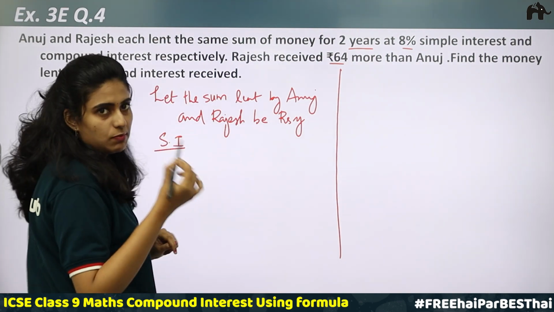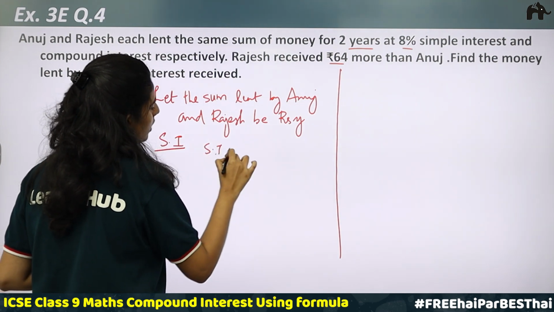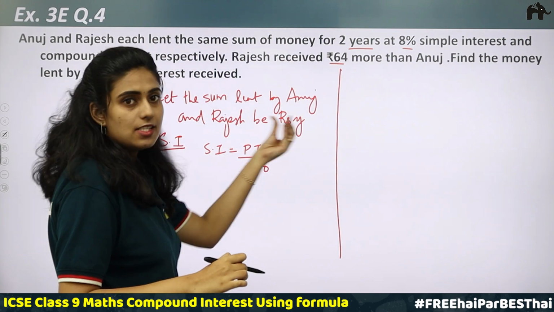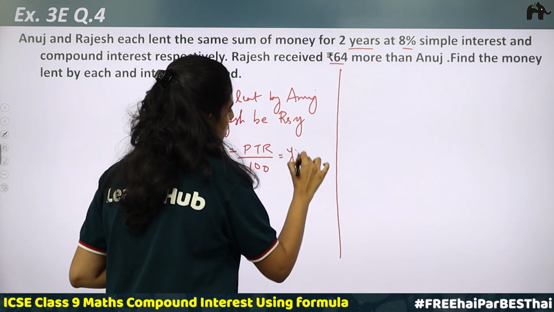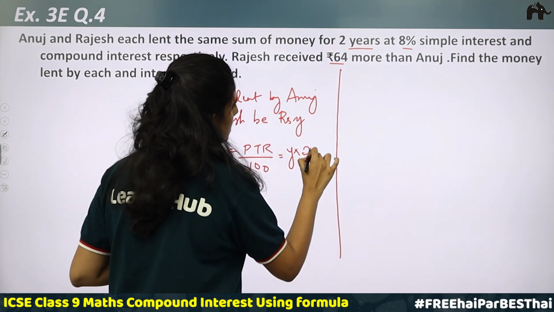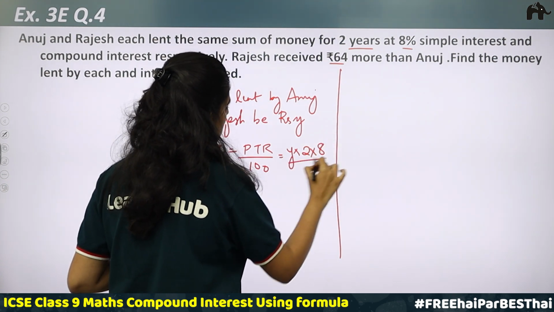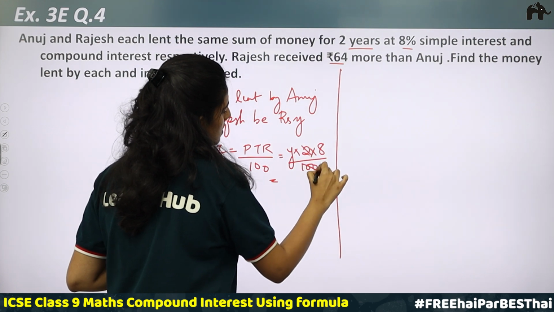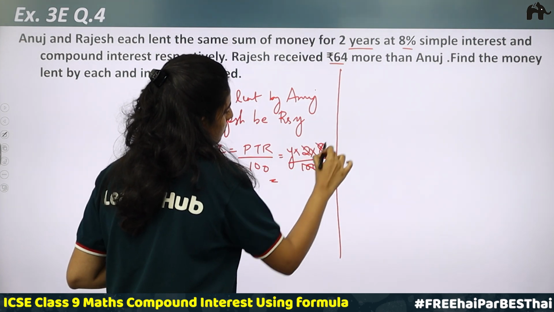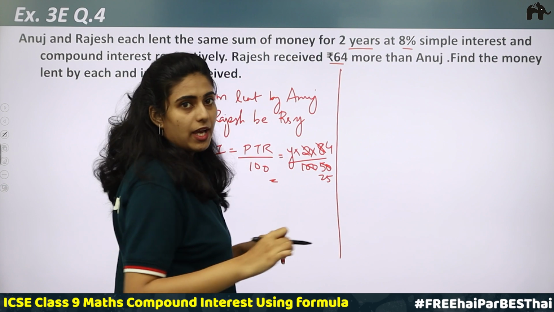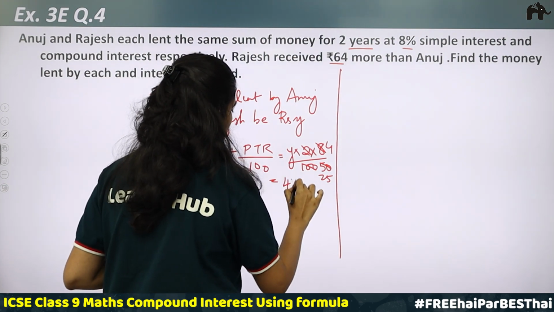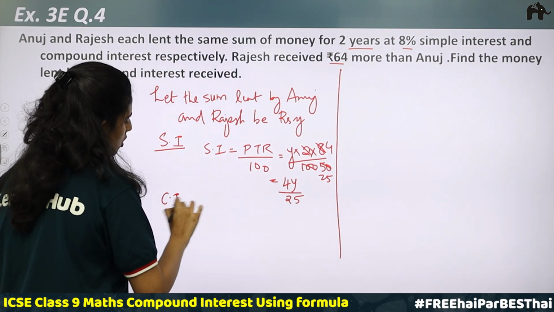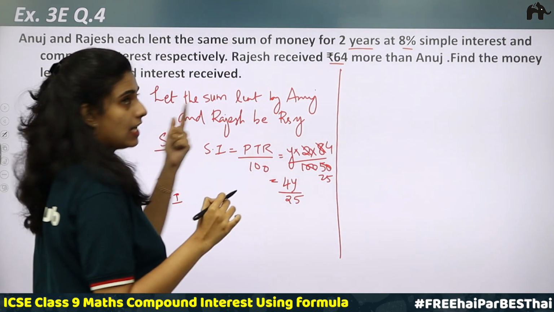In case of Anuj it is simple interest. We know simple interest is equal to PTR divided by 100. Here the principal is rupees Y, into time 2 years, rate 8%, divided by 100, which is equal to 4 divided by 25, that is 4Y by 25. Next, we have to find the compound interest, which is in case of Rajesh.